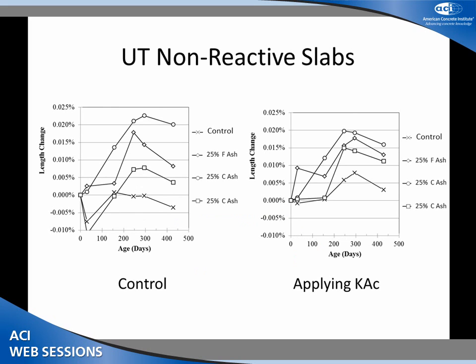These here are just a couple of slides showing the non-reactive slabs down in Texas. Again, these are our controls, which we're happy to see are non-reactive. But then after applying potassium acetate, we still aren't seeing any sort of expansion occurring in these specimens, and there's no visual damage occurring on the specimens at all.